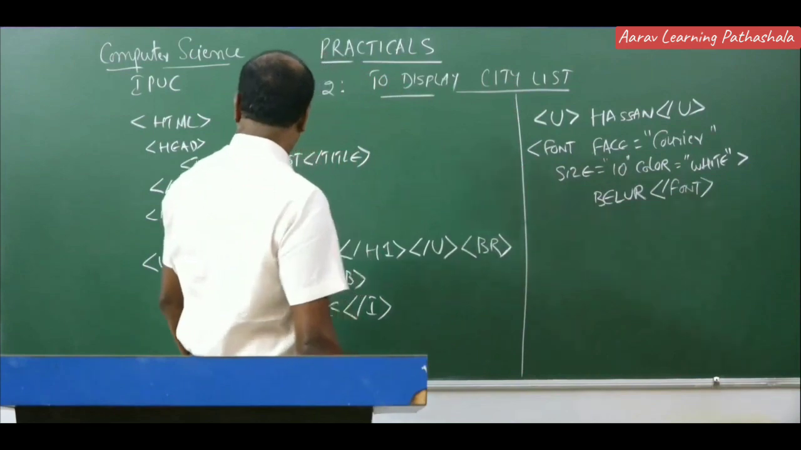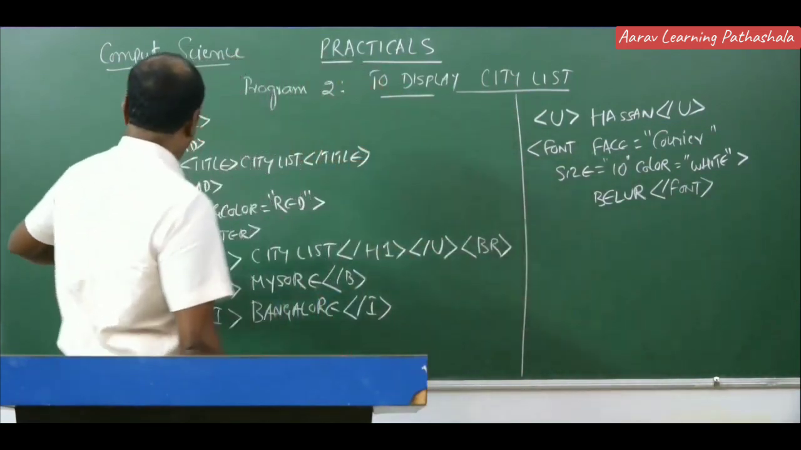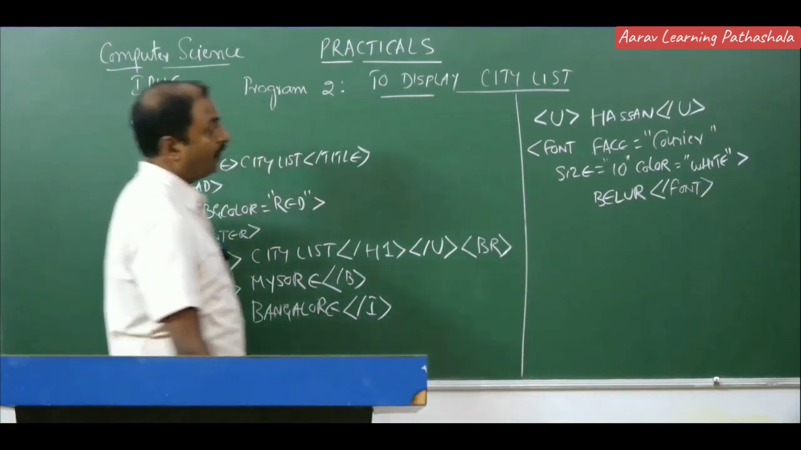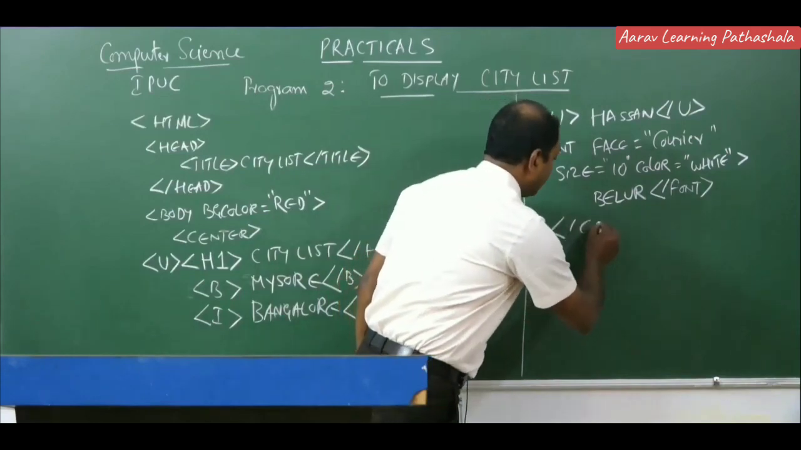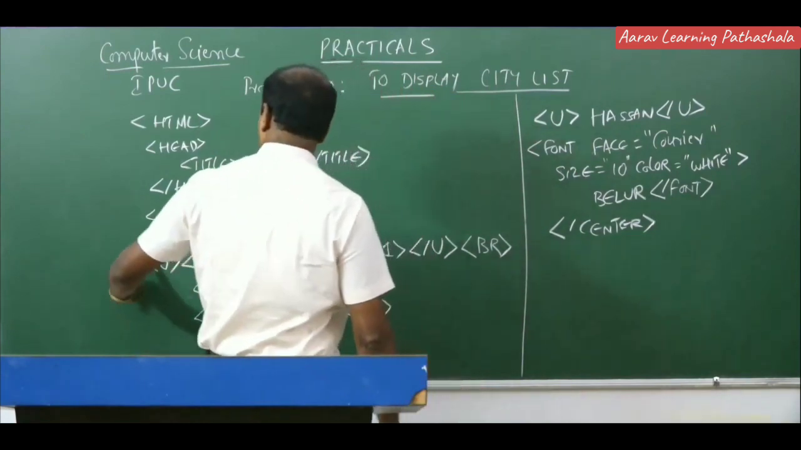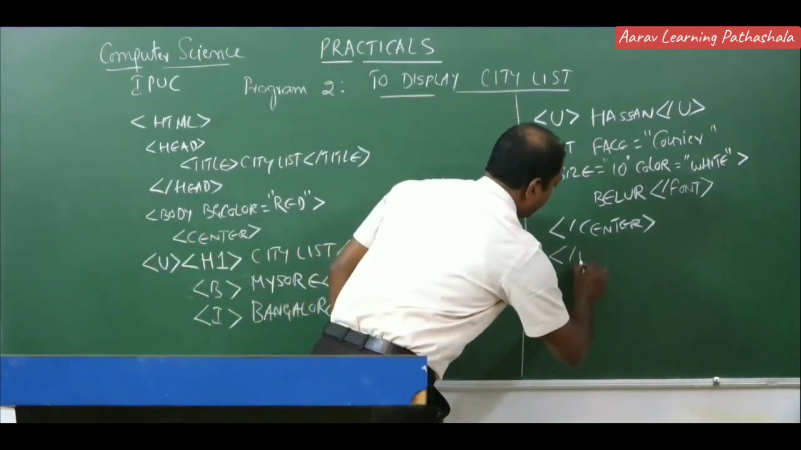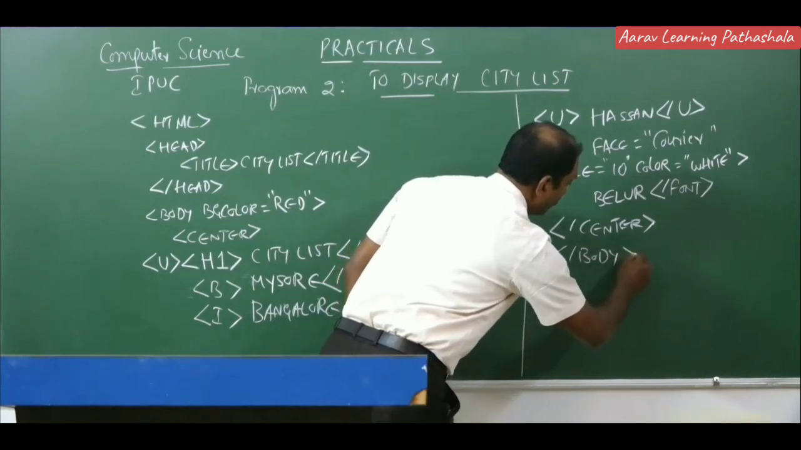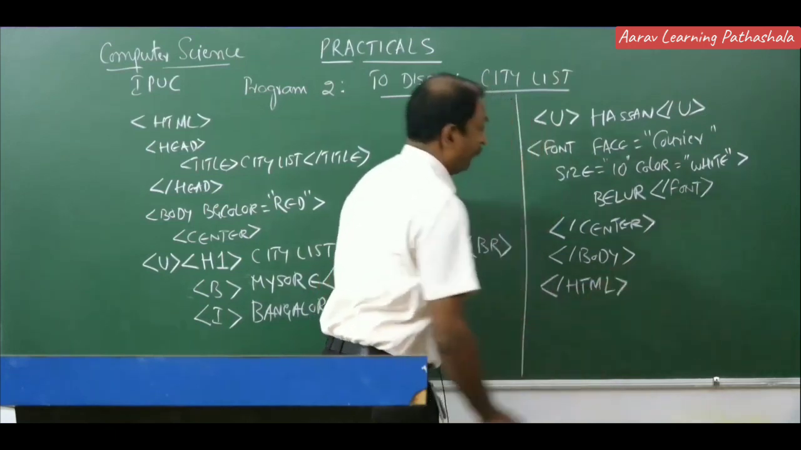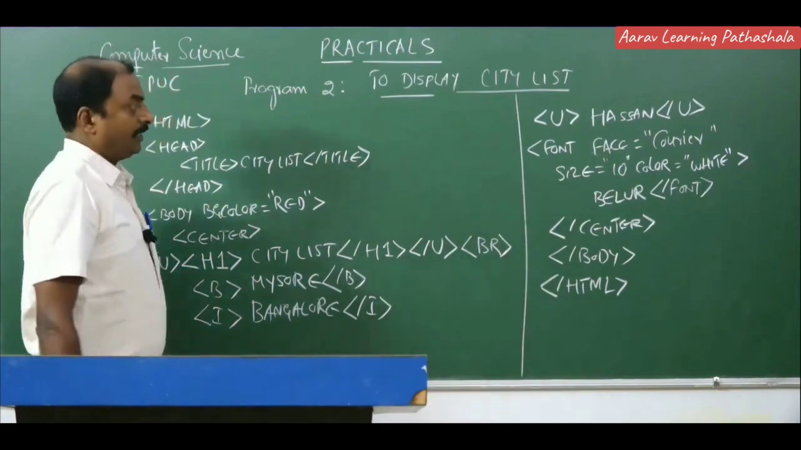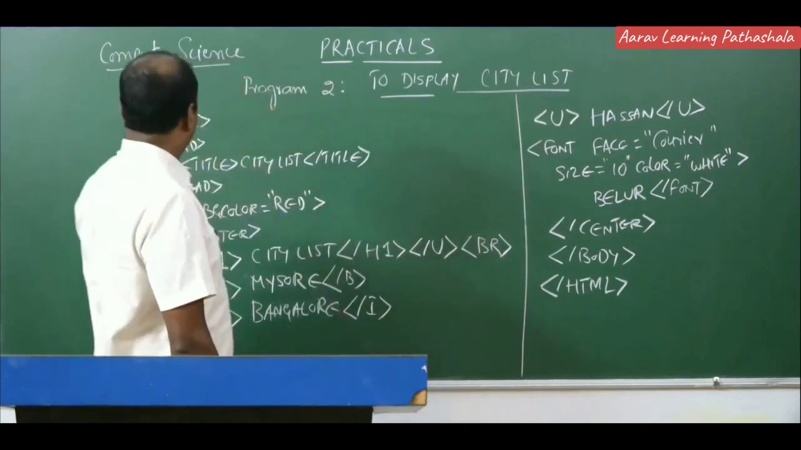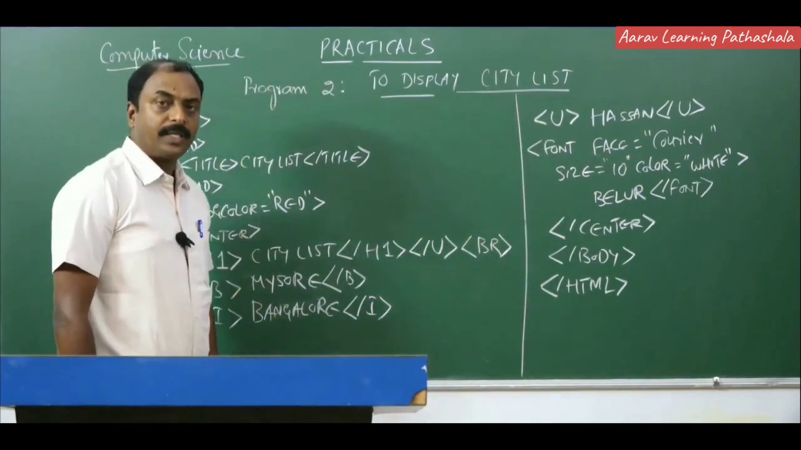Now let me close the tags here. First we have to close the center tag, because we have used center at the beginning of the body tag. First we'll close the center tag. After this, we have to close the body tag. Then we have to close the HTML tag. So, student, this is a simple example to display the names of the cities, or city list, by making use of different HTML tags.